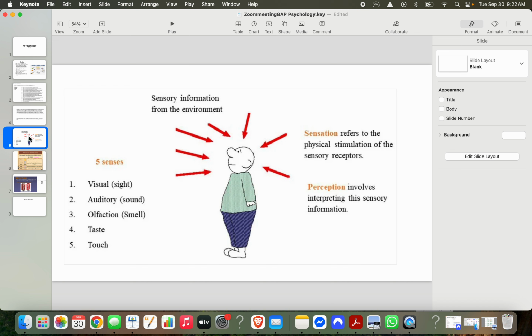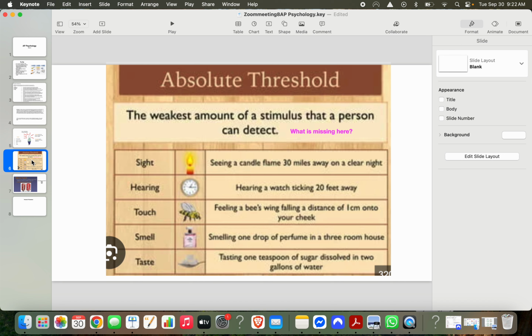And we already started to see how much information comes in gets filtered, and we don't pay attention to all of it. So make sure you keep these two straight in your mind. All right, so we have these two things, absolute threshold and difference threshold. Absolute threshold is the weakest amount of stimulus that a person can detect.